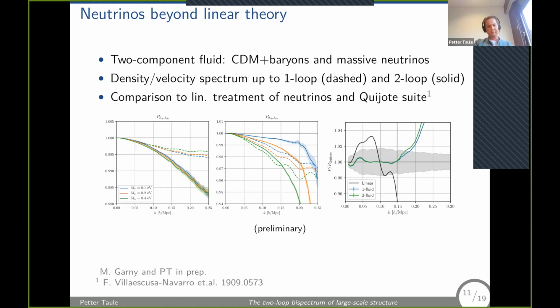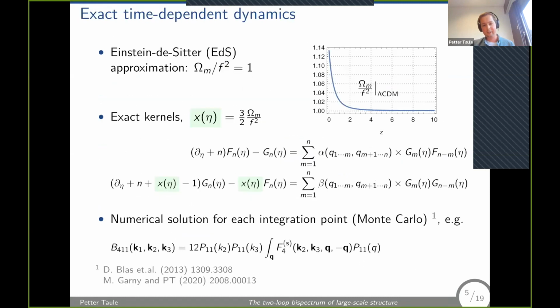I don't have this in an extra backup slide or something. No, it's not EDS kernels. So essentially lambda CDM. You call this the lambda CDM kernel, am I right?